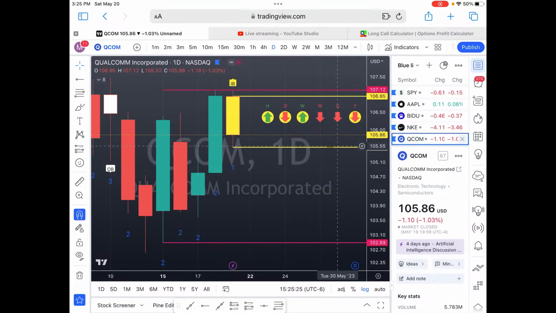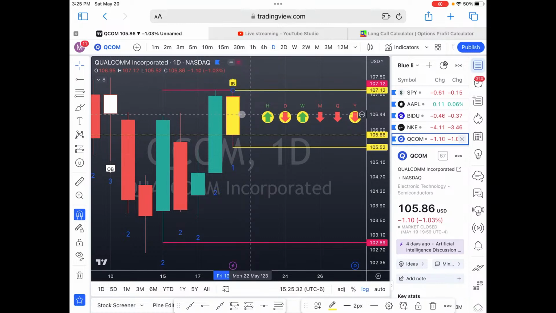Okay, so we look at QCOM. QCOM has an inside bar. So I love the inside bars, guys. And you notice it's painted yellow. Okay, so there's a couple of things that the indicator that I created for you does. Number 1, it paints these inside bars yellow. Number 2, it paints the outside bars white. It gives you the OB, the IB tabs. It gives you this time frame continuity indicator.